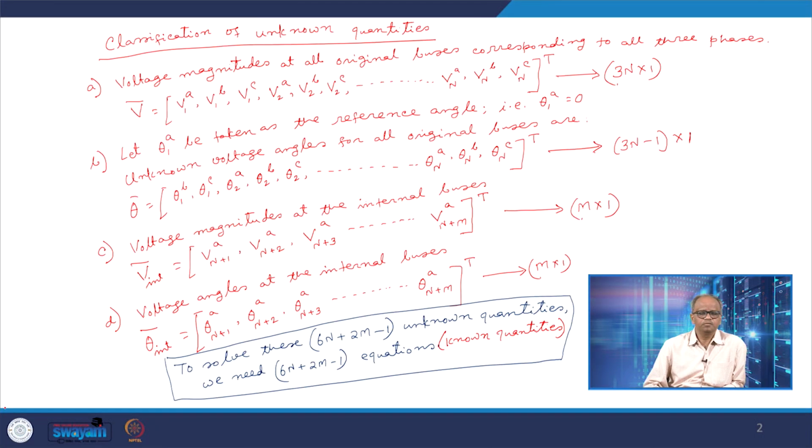Vn plus 3a dot dot dot Vn plus ma, and then similarly we also have as unknown quantities all the voltage angles corresponding to phase A for all the internal buses. So, these are theta n plus 1a, theta n plus 2a dot dot dot theta n plus ma. With all this, we have counted that our total number of unknown quantities is 6n plus 2m minus 1. So, therefore we need 6n plus 2m minus 1 known quantities also.